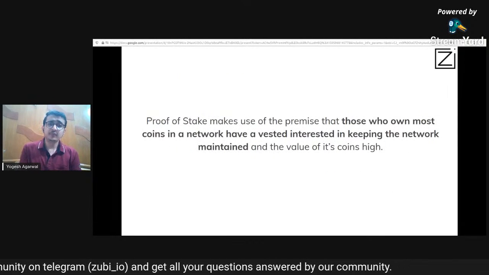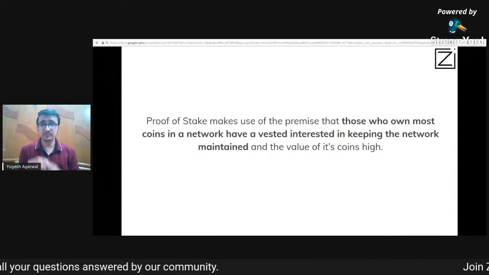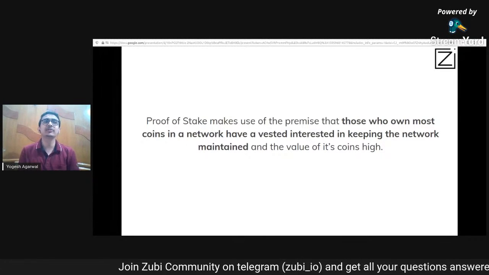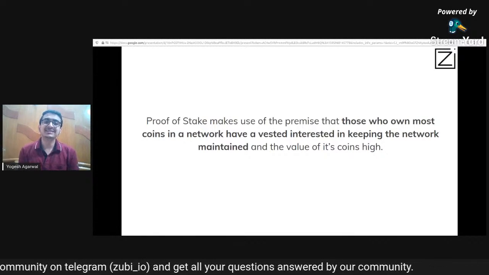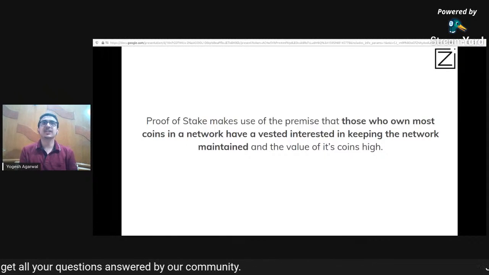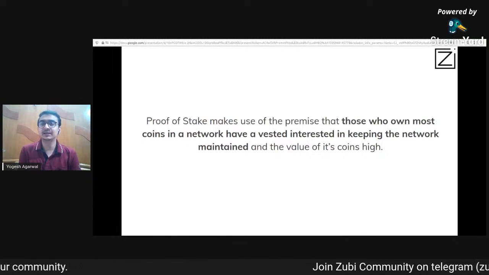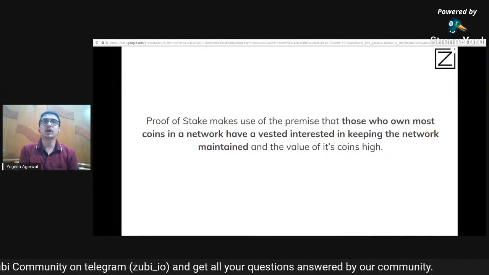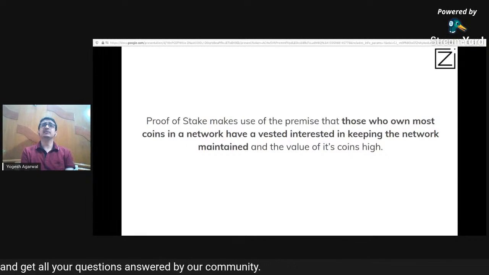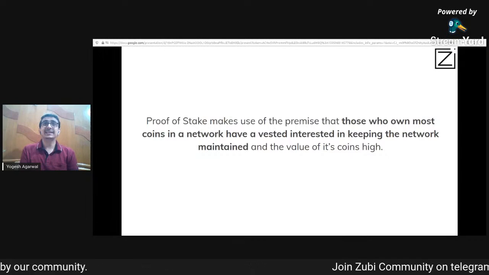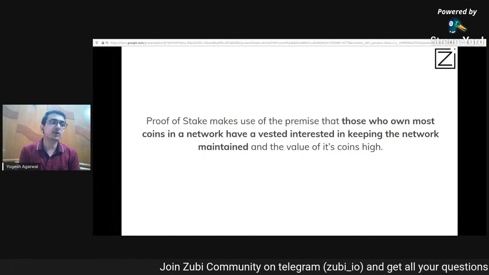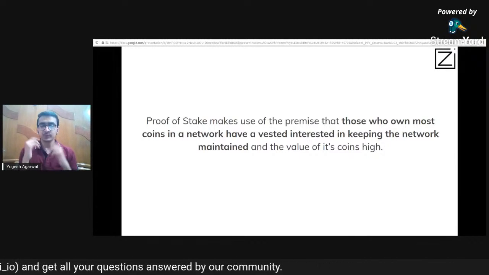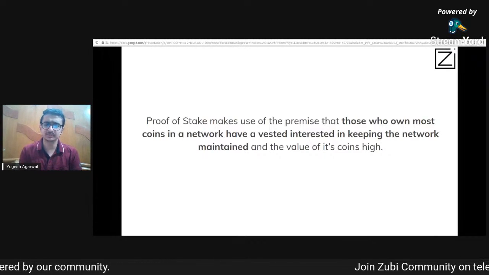But why proof of work is doing it is because it believes that whoever owns more coins in the network, whoever has staked more coins, is more interested in keeping the network maintained. Because if the network goes down, if they do any malicious activity and due to it the network goes down, or any problem comes, or the value of the coins goes down, then it's not in their favor. They have staked coins of that particular network, and they want the network to move ahead, stay maintained, stay stable, and the value of the coins to go high. So it is based on this particular approach.